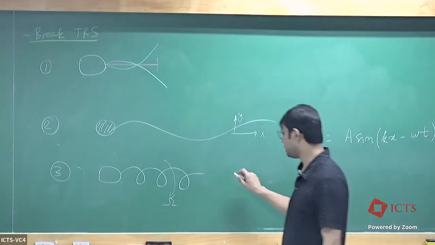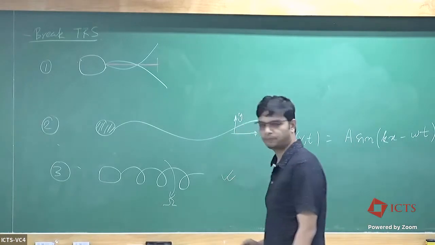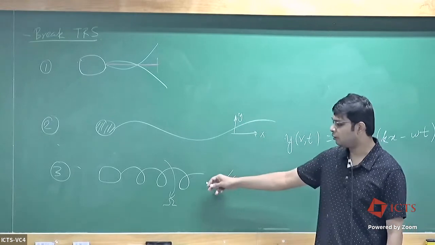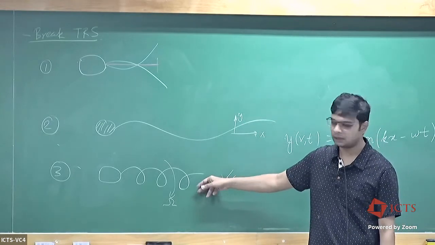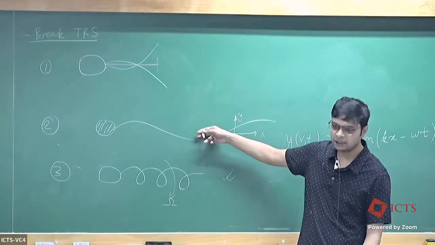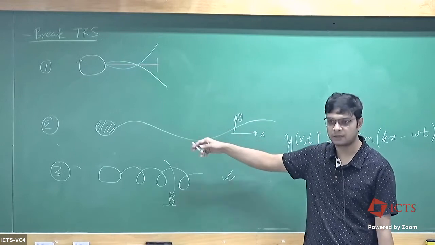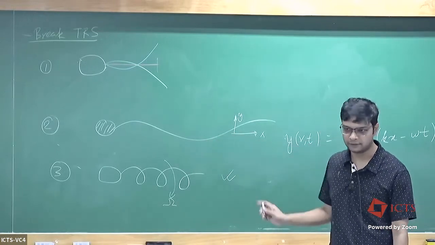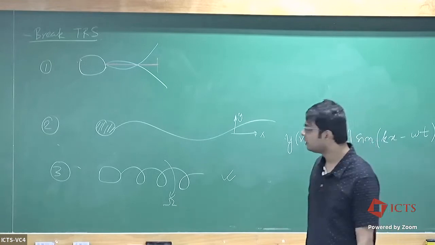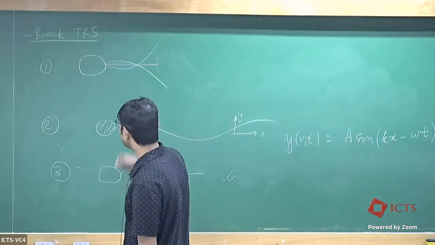So this is also breaking time reversal symmetry, and this can also swim. And this is how bacteria like E. coli swim, and this is how many eukaryotic cells like sperms with flagella swim by propagating waves. Okay. How is the first case breaking time reversal?